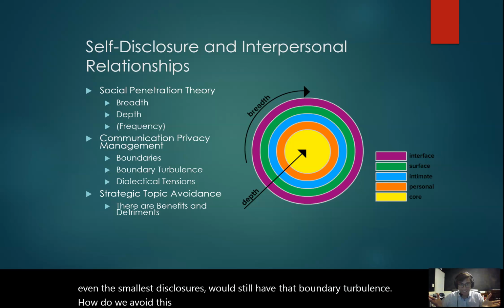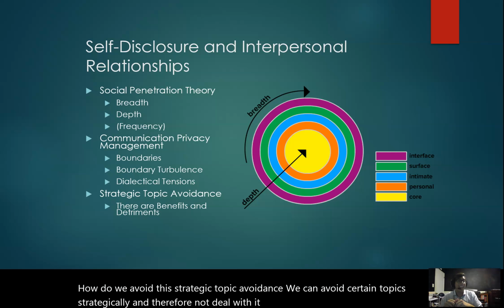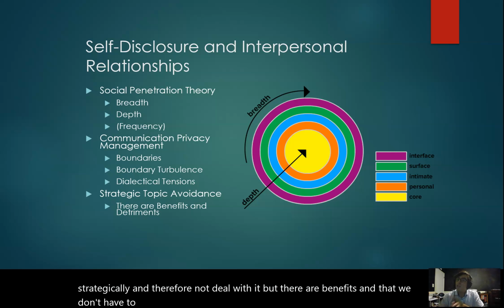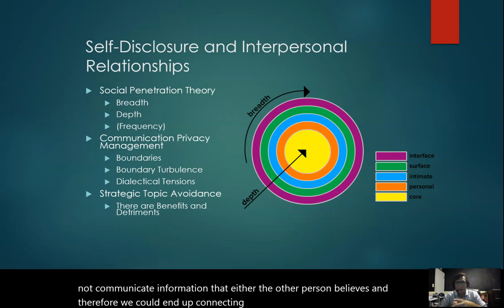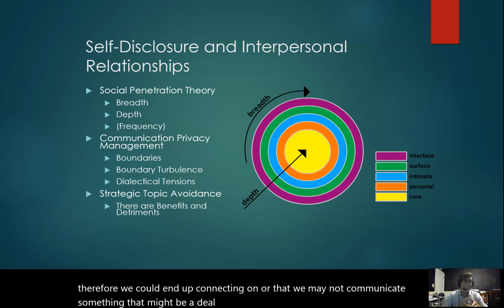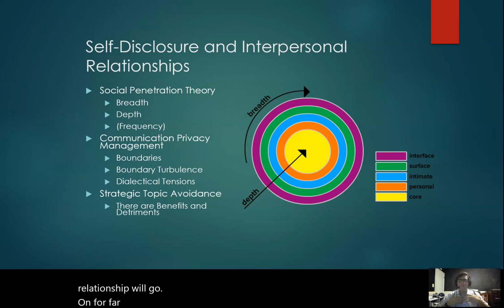Strategic topic avoidance. We can avoid certain topics strategically and therefore not deal with it. But there are benefits in that we don't have to feel uncomfortable. But there's also some detriments: we may not communicate information that the other person believes, and therefore we could end up connecting on that, or we may not communicate something that might be a deal breaker for someone else, and therefore the relationship will go on for far longer, and once the information does come out, then it's a big challenge to the relationship.